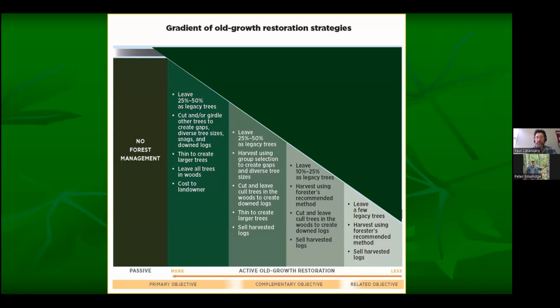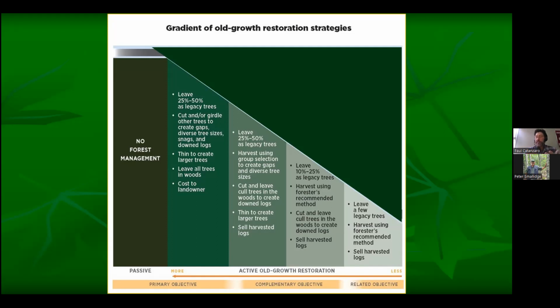I think it's better to think of these as a gradient. If restoring old growth characteristics is your primary objective, then you're keeping more in the forest, like 25 to 50% of your trees as legacy trees, letting them grow old and die and large and so forth. However, on the right-hand side of the gradient, it might be just a related objective. It's nice, you want to add to it, but it's not your primary or your complementary objective. It doesn't rank that high.